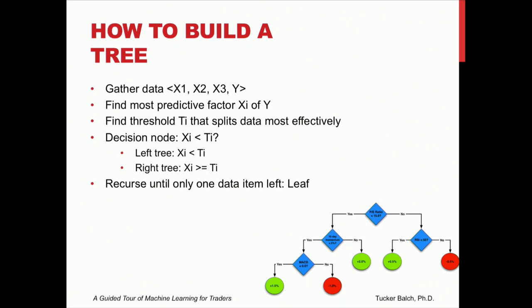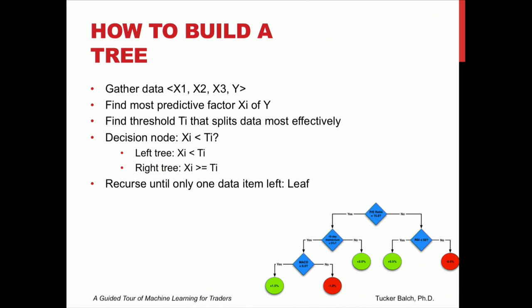Well, we take X1 and Y, and we look at the correlation between X1 and Y. And it may not be good, it may be good, but we just record what that number is, what the correlation is. We then test the same thing for the next factor and the next one. One of them is going to be better than the others. And we take the one that has the highest correlation, and we use that as the root of our tree. So let's say it's PE ratio. The next question we have to answer is, what threshold are we going to use to split the data?